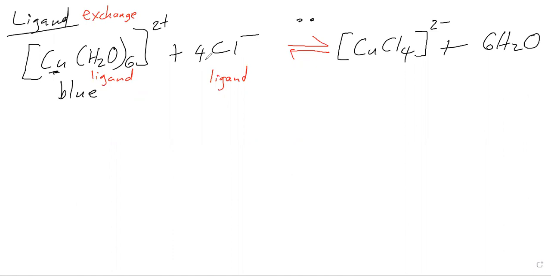The ligands are typically water, chloride, and ammonia. In terms of the equilibrium, just a second. So will this still be blue? No. Because of the chloride, it will have a yellow-green color.